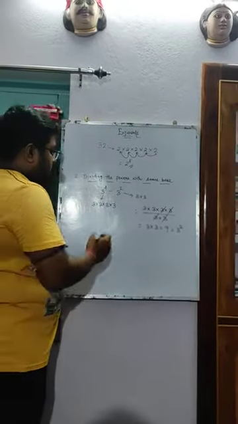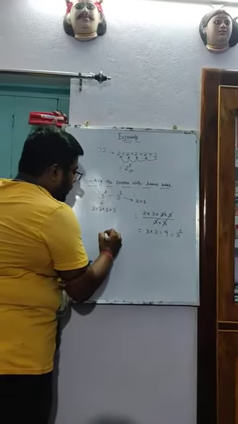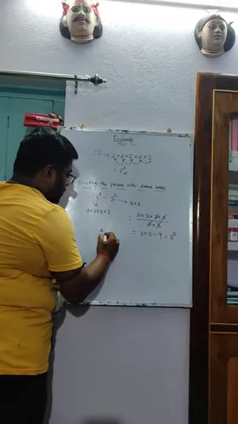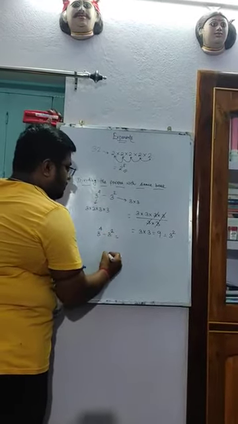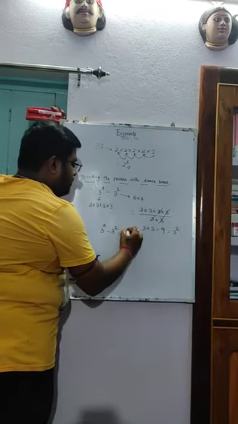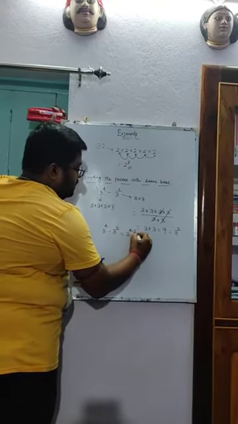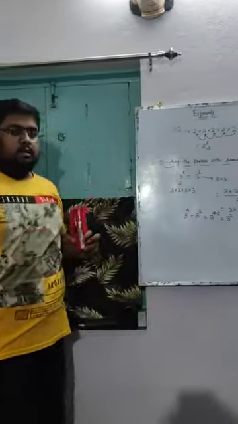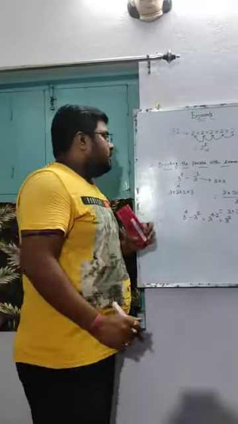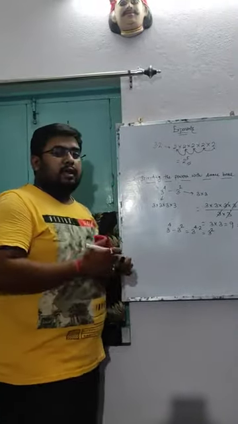Now look at this. If we divide 3 power 4 by 3 raised to 2, then we can simply write it as 3 raised to 4 minus 2. That is 3 raised to 2. This is the second rule of exponents.